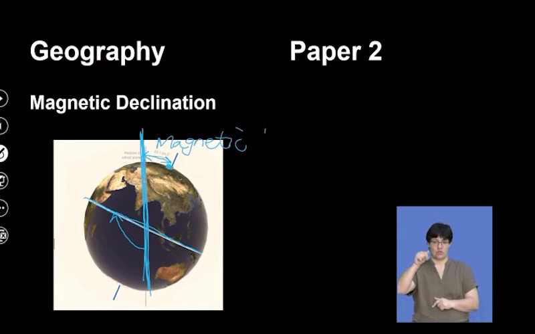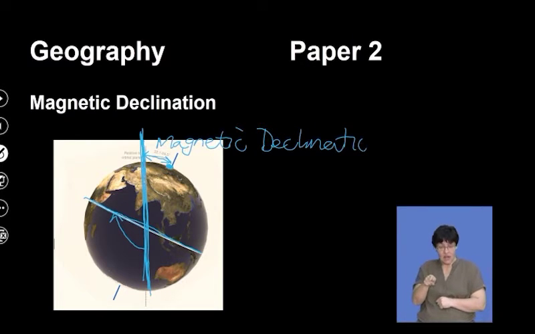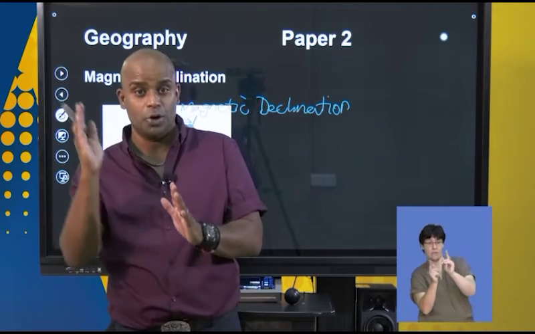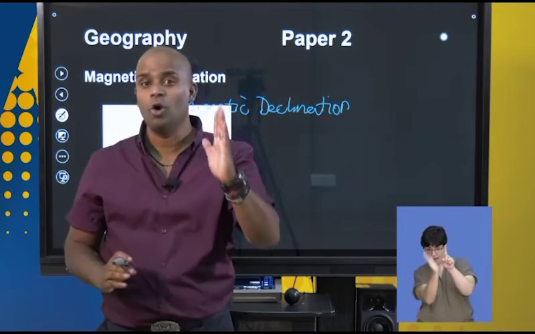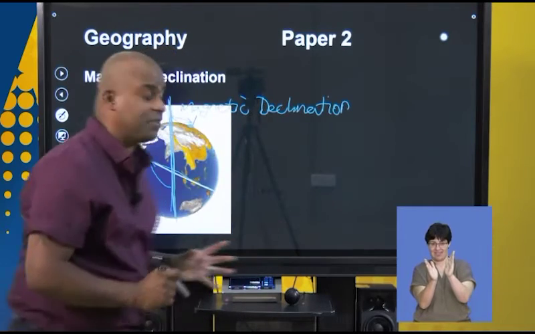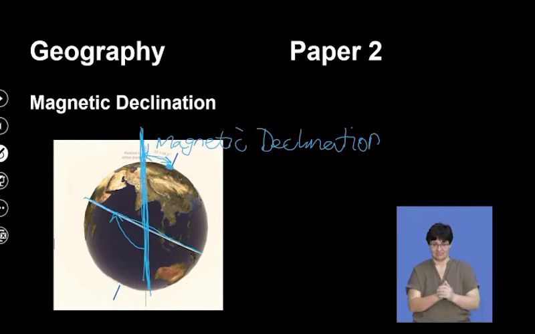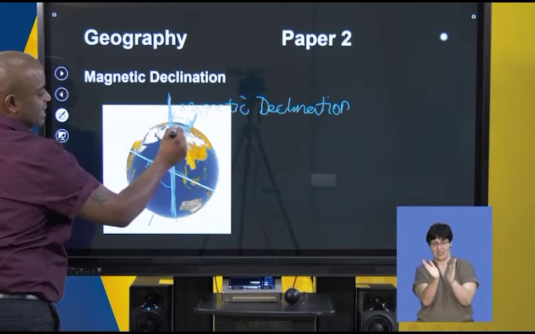So when we're calculating magnetic declination, we are trying to determine how much of an angle is between the North Pole and the north, which is according to its geographic north. So this line here represents your geographic north. This line here represents your true north. That angle is a magnetic declination.